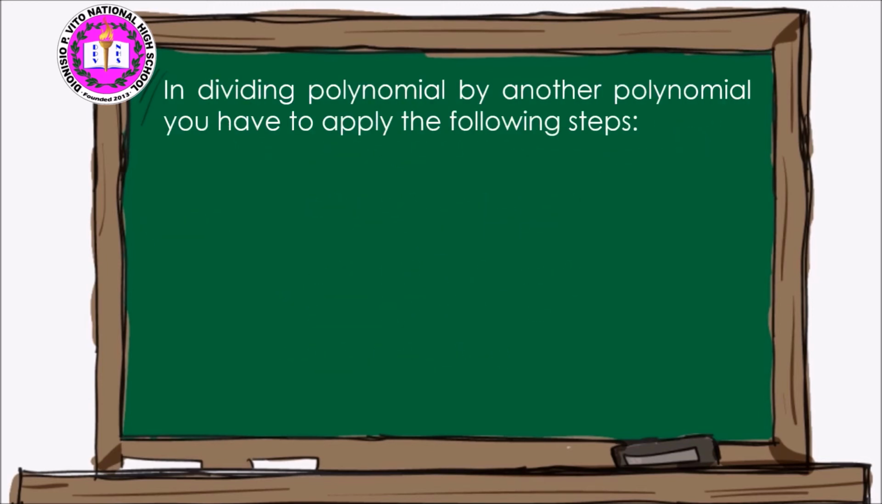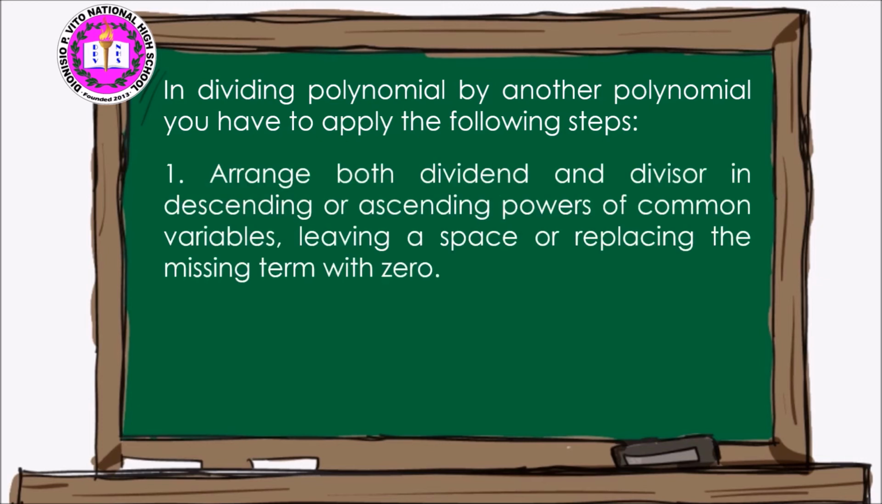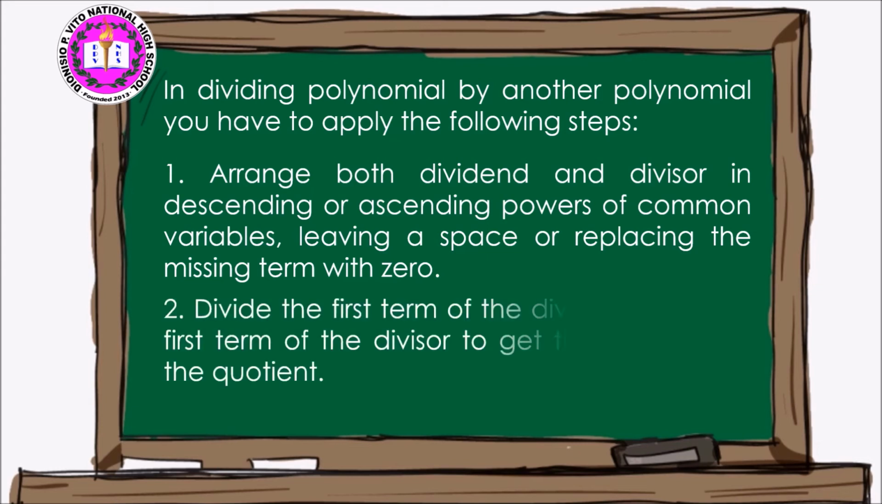So in dividing a polynomial by another polynomial, you have to apply the following steps. The first one is arrange both dividend and divisor in descending or ascending powers of common variables, leaving a space or replacing the missing term with 0. The second step, divide the first term of the dividend with the first term of the divisor to get the first term of the quotient.